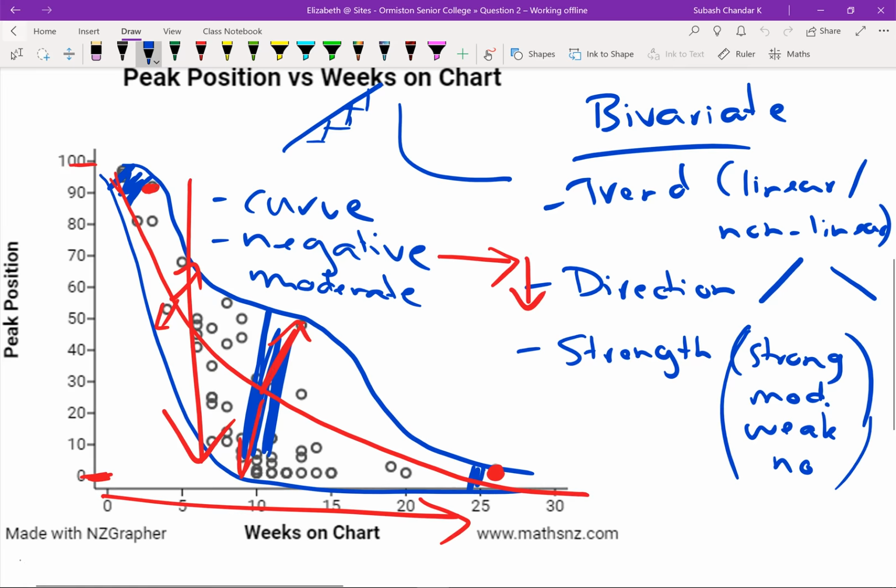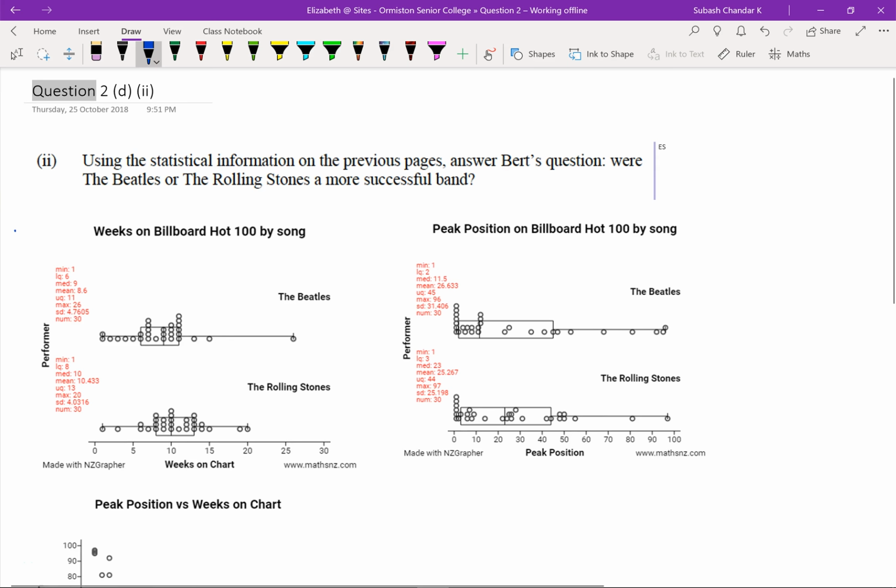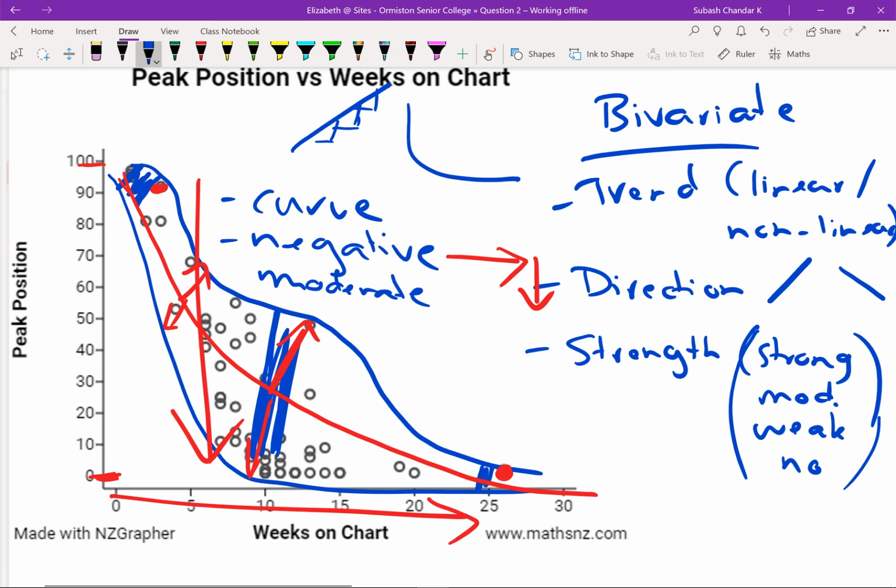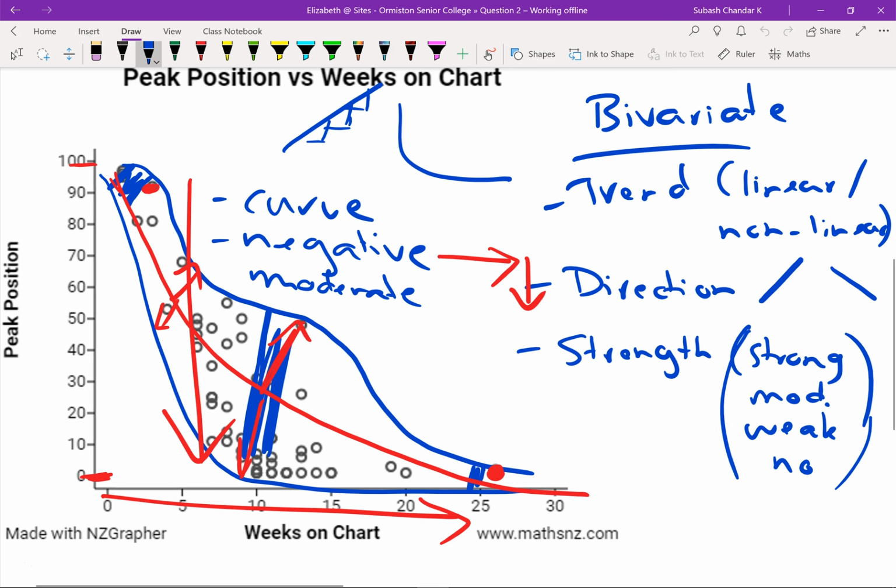So just to quickly remind you, the data set was about looking at the Beatles versus the Rolling Stones, and we first of all looked at some multivariate, so shape, center, spread, making the call, and we looked at whether there was any difference in the number of weeks they were on the charts. Then we finished last time looking at the bivariate one, a graph of how many weeks they were on the chart and their position, and looking for what kind of relationship there was between them. All right, so that's where we've got to.